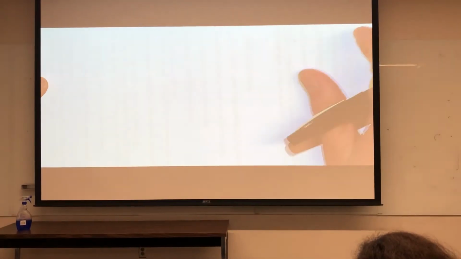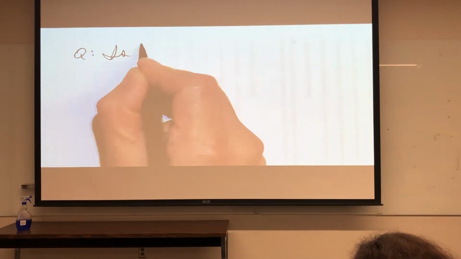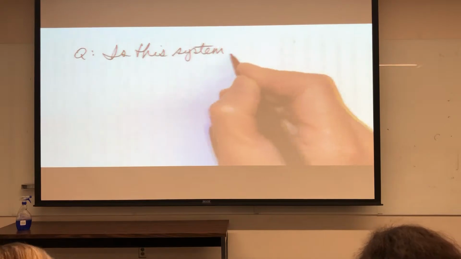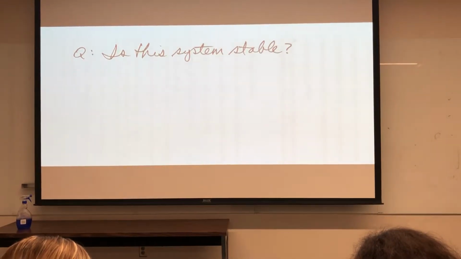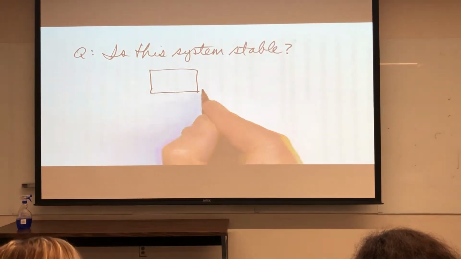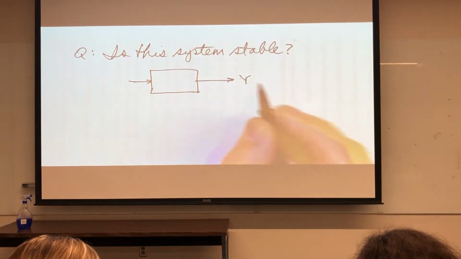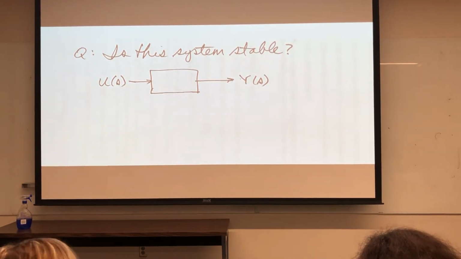All right, so the question we're going to look at today is an algorithm for determining stability. The question that we want to look at today is, is this system stable? And the system, in the abstract sense, I have this idea. This is the output. This is the input.